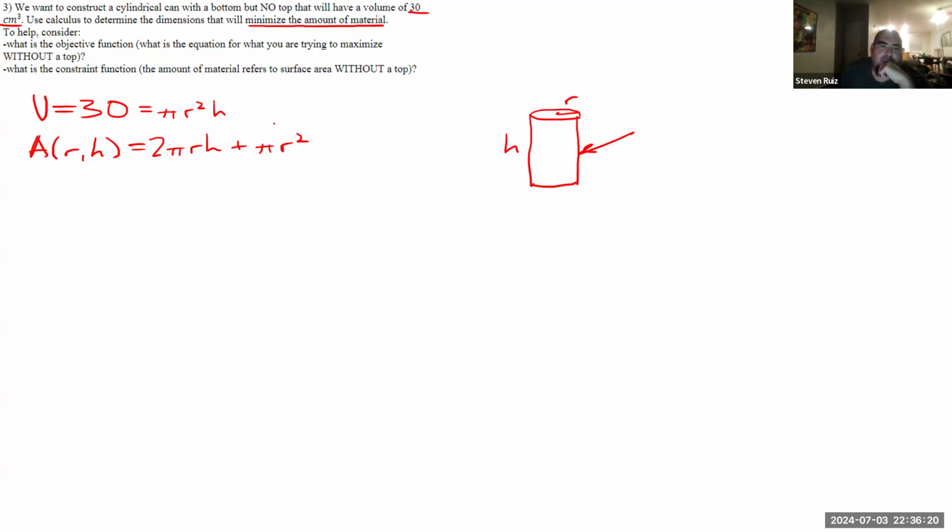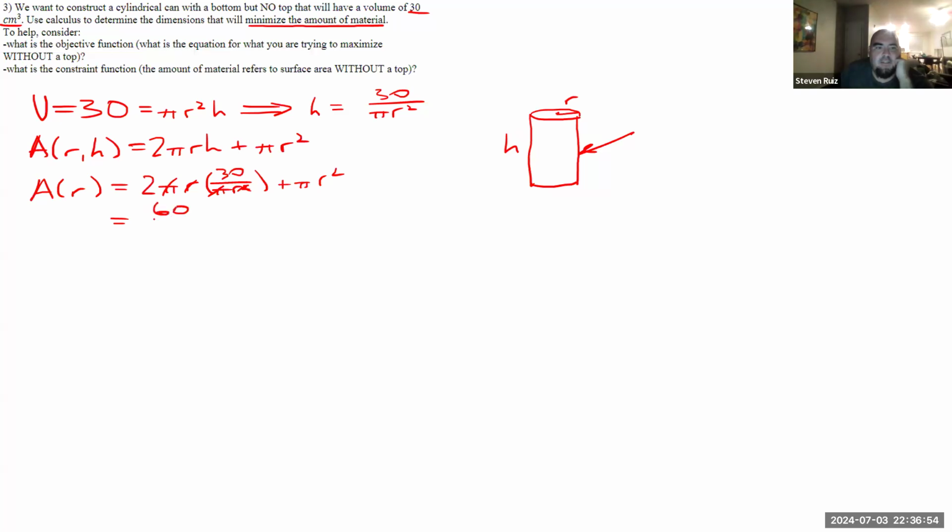So how am I going to get this to a single variable? I'm going to use my volume function to solve for h. So height is equal to 30 over pi r squared. That allows me to write my surface area in terms of r only: 2 pi r times 30 over pi r squared, plus pi r squared. Do some simplifying. What do I get here? Pi's cancel, this r cancels one of these, so I get 60 over r plus pi r squared.